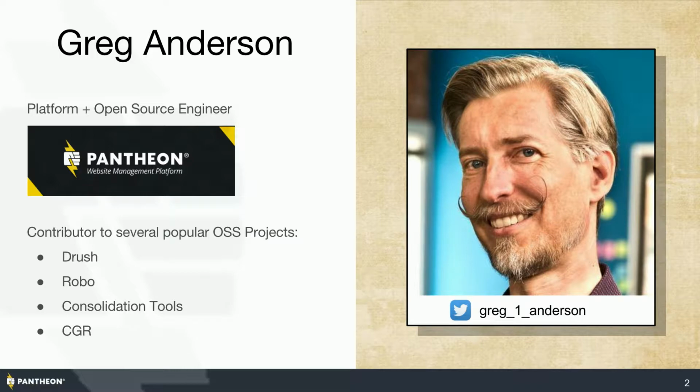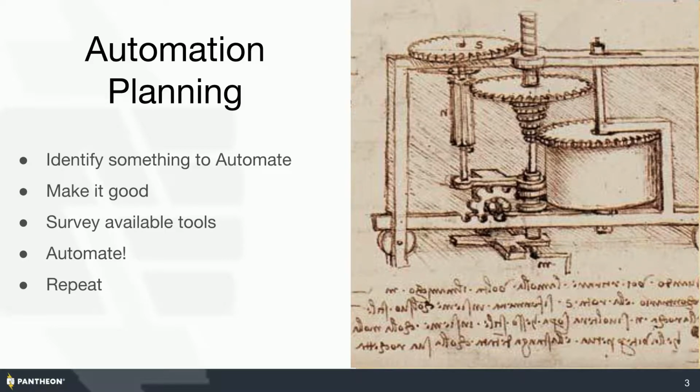I'm an open source contribution engineer. I work for Pantheon Systems, and I also work on their back end as a platform structure engineer. I've contributed to a number of open source projects, including Drush, Robo, the consolidation tools, and a little thing called CGR, which you should learn about if you do command line tools. I'm going to talk about automation planning today.